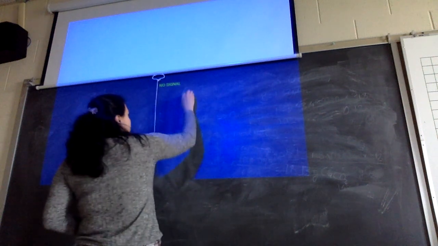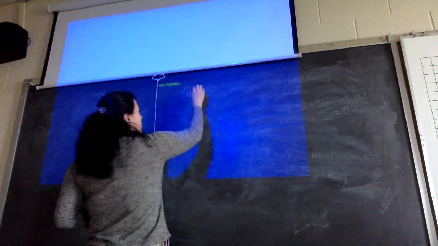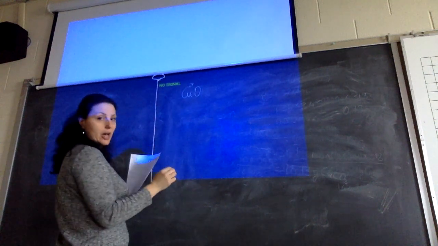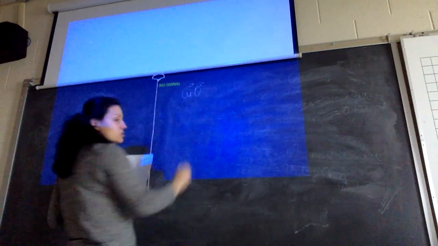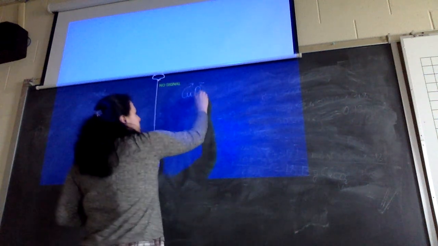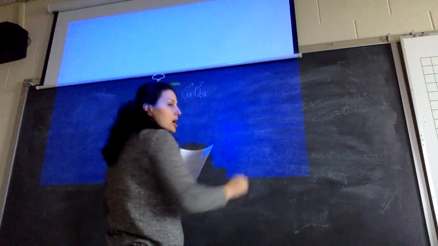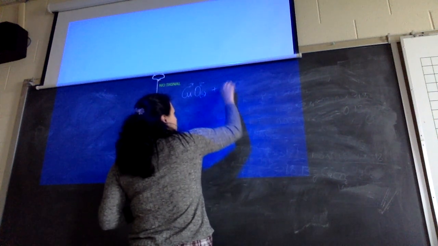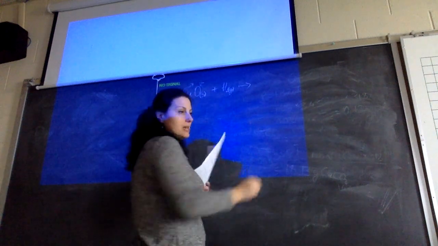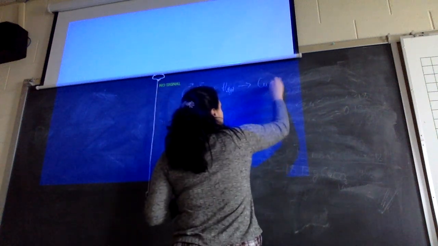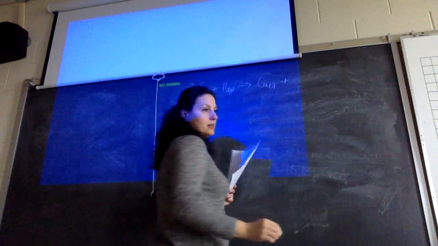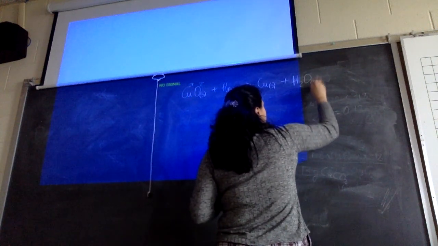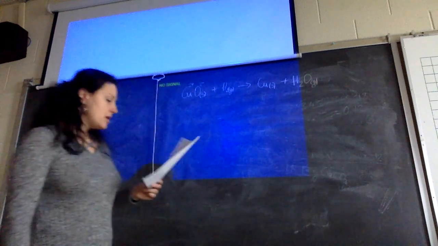So here's my reaction. Copper(II) oxide. I know the 2 tells me copper is a 2 plus. I know oxygen is a 2 minus, so this is a neutral compound. Copper(II) oxide plus my hydrogen gas, H2, gives me copper solid plus H2O gas.